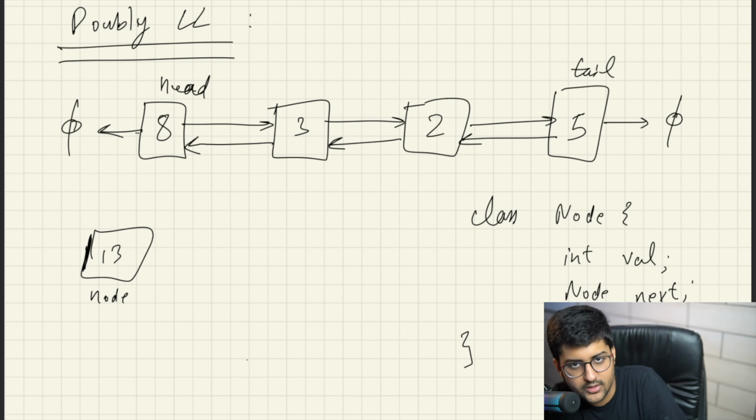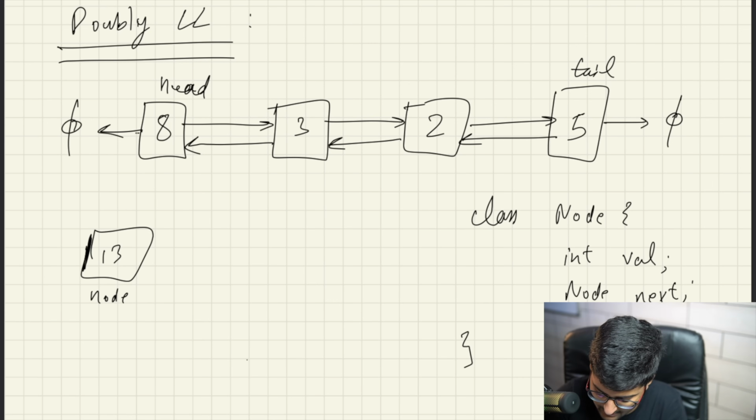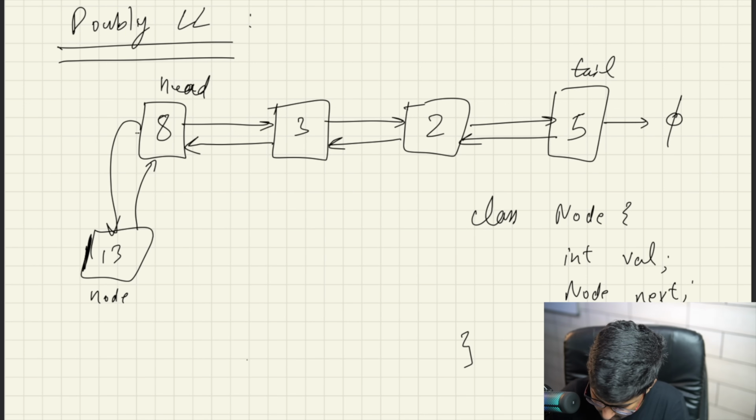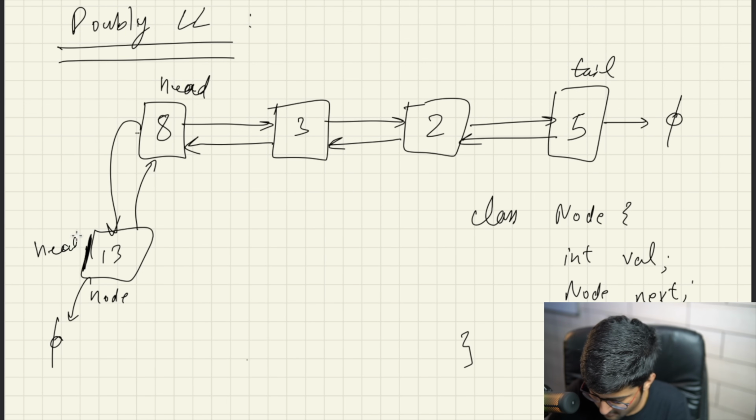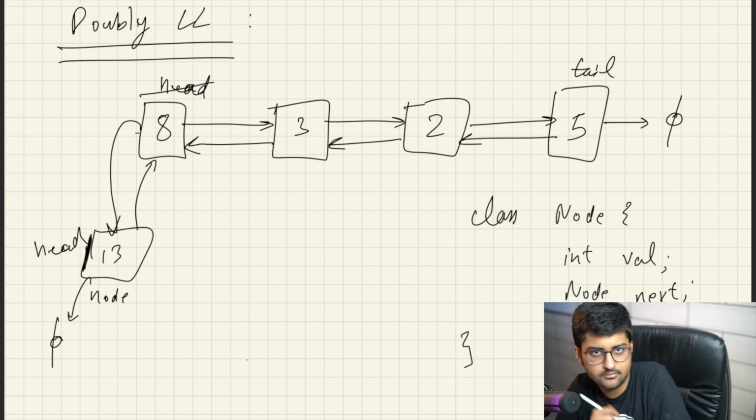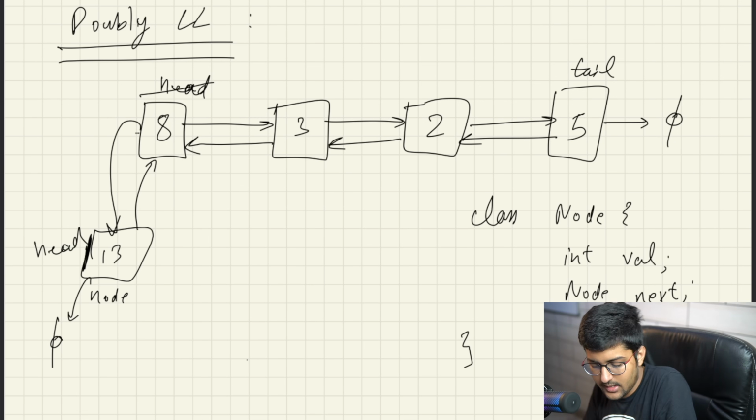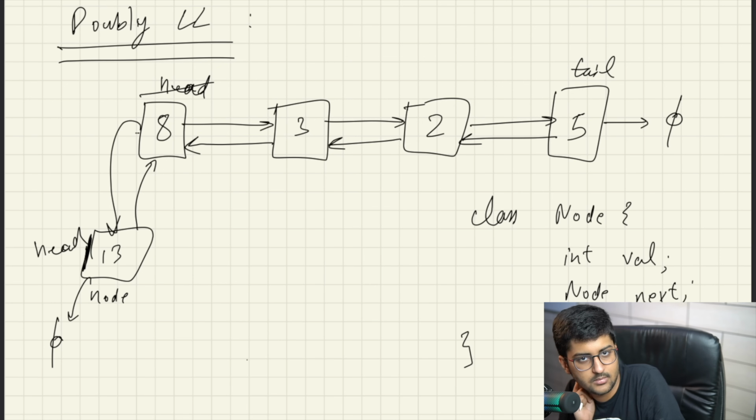So before connecting, visualize this. How will the pointers work? How will the arrows work? We want to have something like this. Isn't this what we want? We want this. Now the answer is in front of your eyes. Literally what I drew, we can code this.